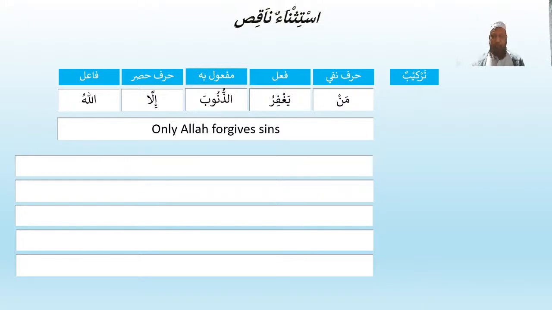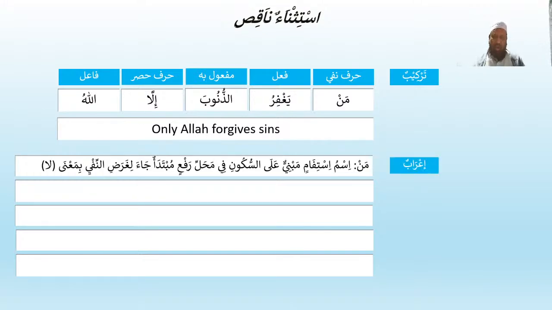Okay. Now, if we do the i'rab one by one, so the i'rab of man, look at this. This is how we do the i'rab when it has the nafi, when it is a nafi dimni. A nafi dimni, the dimni means built-in nafi. It's not clear, it is hidden inside. Now it's coming out because of illa. Man ismu istifhamin mabniyun ala sukuni fi mahalli raf'in mubtada'un. Remember, because it's ism, it can be mubtada. It has a slot. If it's harf, no slot.